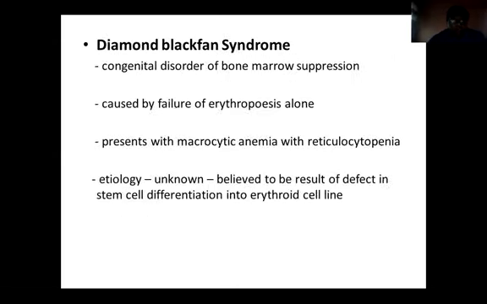So what is Diamond-Blackfan syndrome? It is mainly a congenital disorder of bone marrow suppression, mainly because of failure of erythropoiesis alone. They present as macrocytic anemia with reticulocytopenia. Etiology is unknown. It is believed to be the result of a defect in the stem cell differentiation into the erythroid cell line.